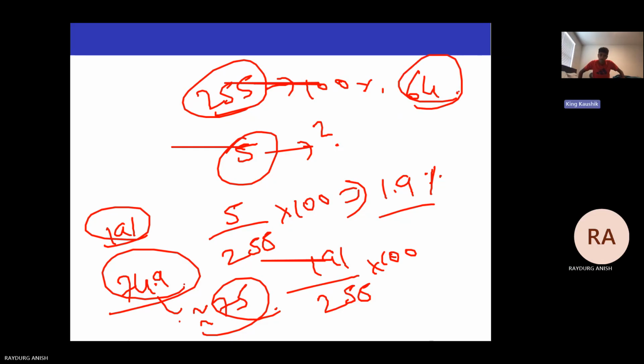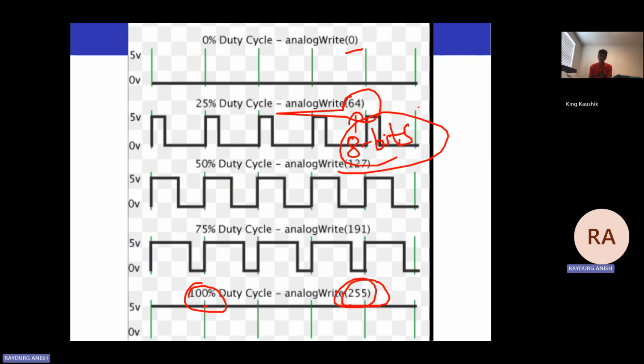64 is approximately 25. Exactly. So whatever values we have written here, 127 is approximately 50. The actual value is 49.8, but approximately 50.